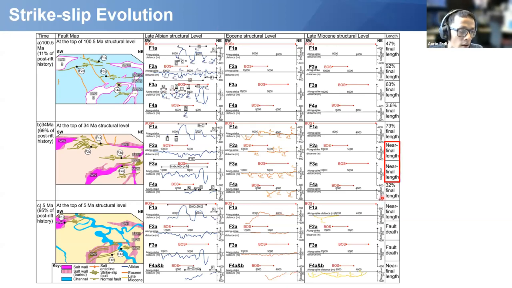They reach their near final length at varied times. For example, in here, F2 and F3 reach their near final length during the Eocene, when 69% of post-rift history has occurred. On the other hand, F1 and F4 reach their final length during the late Miocene, when 95% of post-rift history has occurred. Based on previous TIG analysis, their growth styles are associated with deep linkage and blind propagation upward during the Eocene, while in the Miocene they are related to local reactivation due to salt deposition.